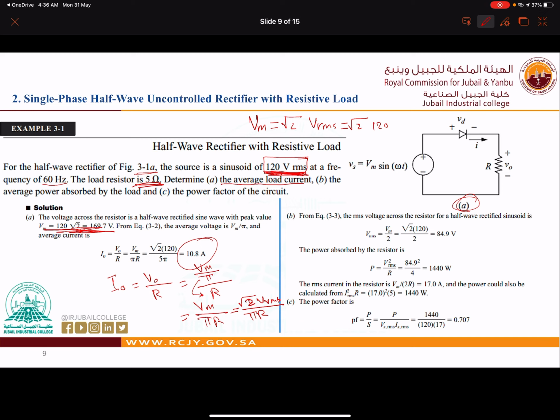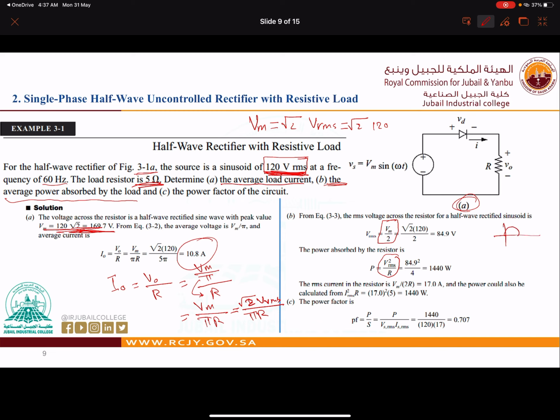Now, for part B, it asks for the average power absorbed by the load. And we know that the average power is basically V RMS squared divided by R. Now we need to calculate V RMS. V RMS is V maximum divided by 2. Why is that? Because it is a half-wave rectifier. We will get half of the wave, right?